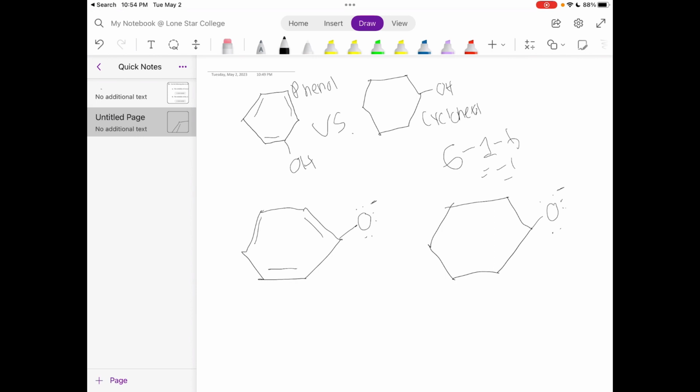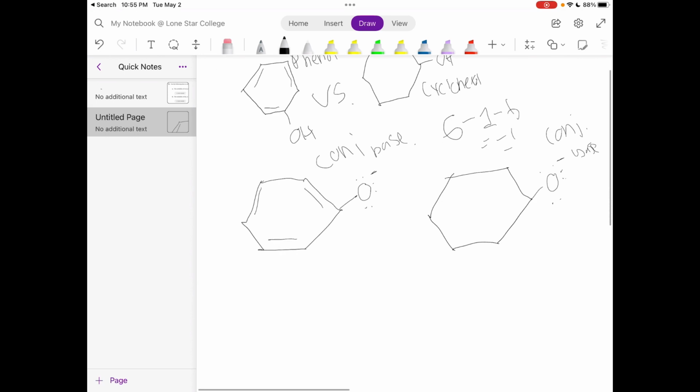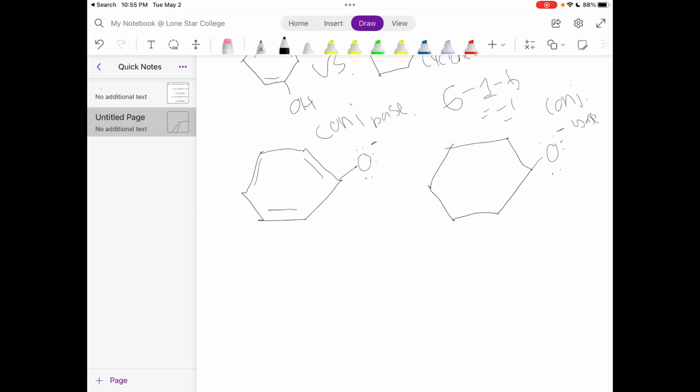Okay. So this is the conjugate base right here. Conjugate base. Okay. Actually, I'm getting ahead of myself. So we're going to look at 3 things: size, electronegativity, and resonance. We'll start with resonance because we get the hard stuff out of the way.